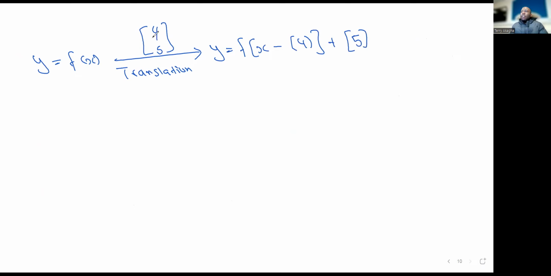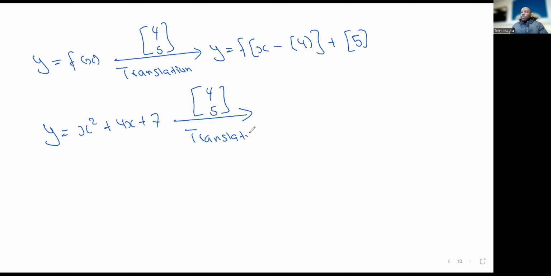What if, instead of having something like this, you are given the real equation? Let's say you are given x squared plus 4x plus 7. And you are asked now to undergo a translation of 4 and 5. Okay? Translation. How will you do it? For the general form, it's pretty easy. You just do the general form equation. Anywhere you see a, you put a, and here you put b. Is that okay? And if you want to simplify this further, it will now become y is equal to f of x minus 4 plus 5. Okay? Very easy, the general form.